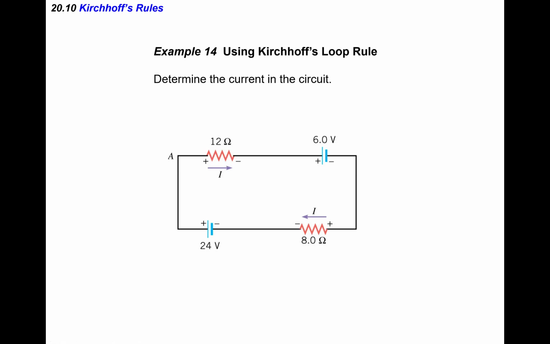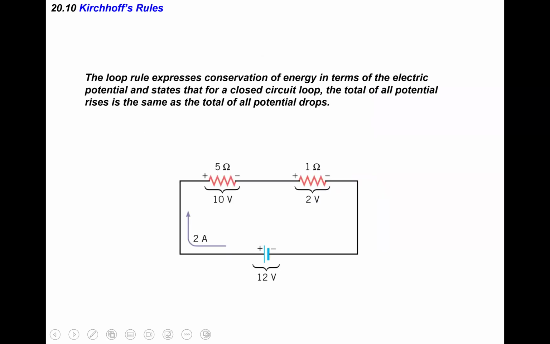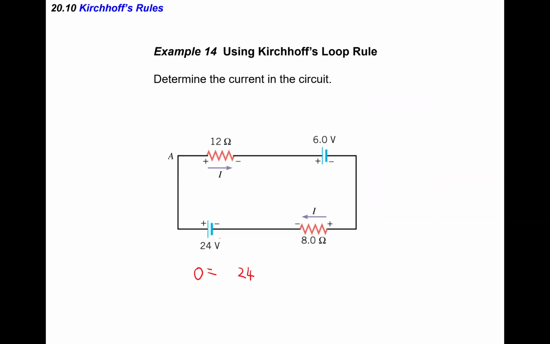You can see here we have 24, we have 6, okay? So let me show you how to do that. See here, let's use the loop rule. 24 is the power supply. The whole thing should be equal to 0, okay? Rise will be equal to drop, so let's just start with 0. 24 is a rise, right? And then we have the 12, which is a drop. So minus 12 times I, because V will be equal to IR. I is the current, 12 is the ohms.